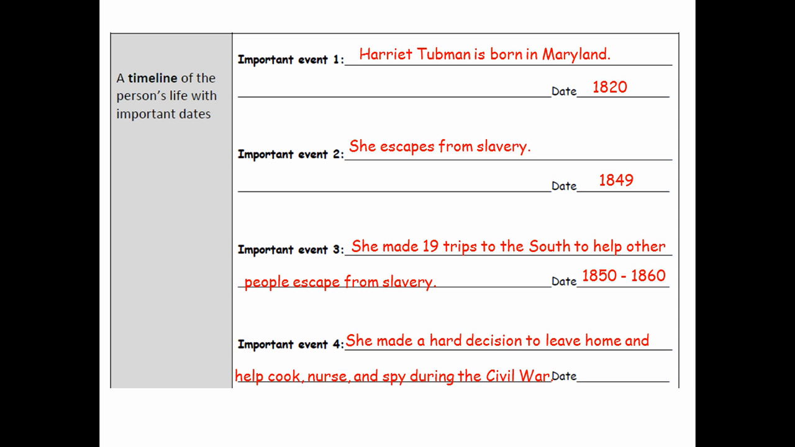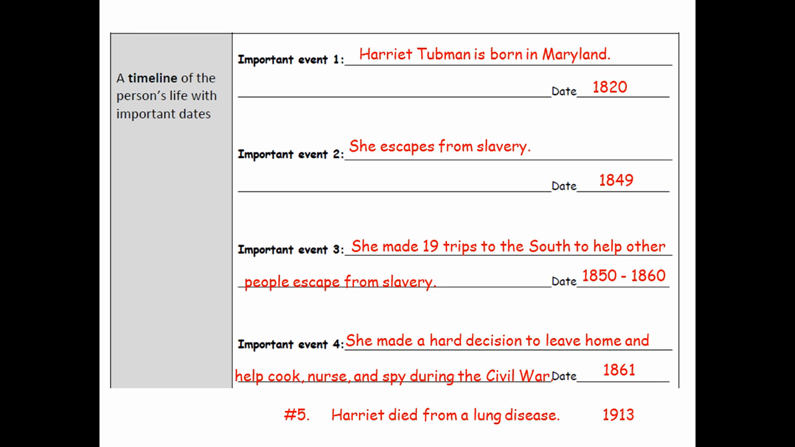This event, important event number 4, was in 1861. Now I have 4 important events. I could stop right there and still meet the requirements of the rubric, but I also wanted to include the end point of my important person's life. And so I'm going to add a number 5 and say that Harriet died from a lung disease. Again, I know that because I read through my whole book. I'm not just going to put her death down, but the actual reason why. And that was in 1913.